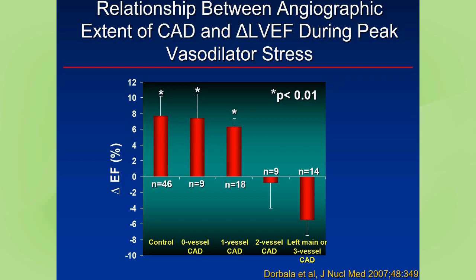It turns out that Sharmila Dorbala et al. at the Brigham have looked at the change in left ventricular ejection fraction, or the difference between rest and stress, and have shown that patients who have 2-vessel or 3-vessel coronary disease typically have a drop in their ejection fraction, or it at least stays the same, it doesn't go up, whereas people who have 1-vessel disease or no obstructive coronary disease typically have a several percentage point increase in their ejection fraction from rest to stress.